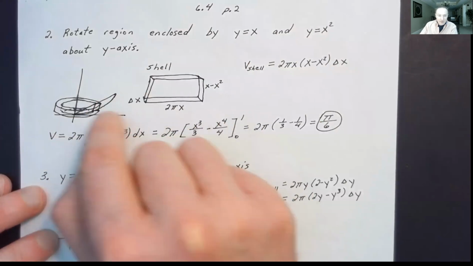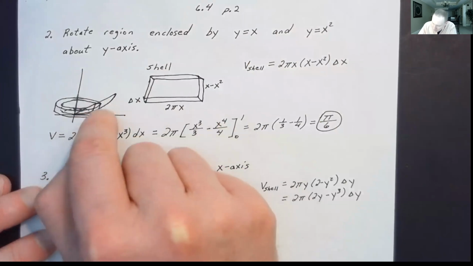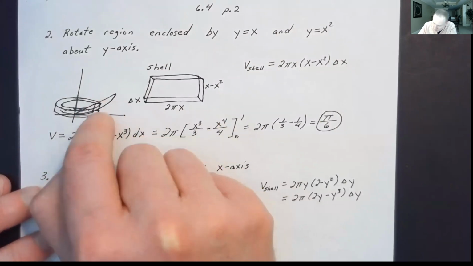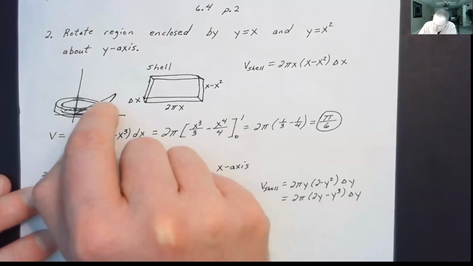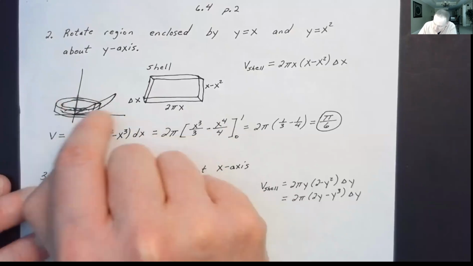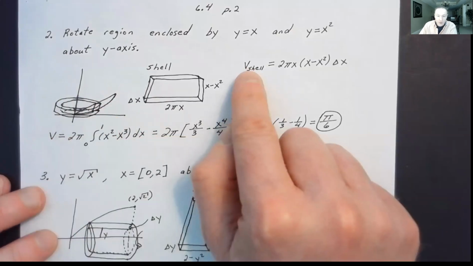My drawing is not the greatest here, but what I tried to show is that the height of my rectangle in there would be the linear function minus the quadratic function, x minus x squared. I'd take that rectangle of that height, rotate it around, and I'm trying to find the volume of the solid of this rotated shell. Well, I know the volume of one shell.